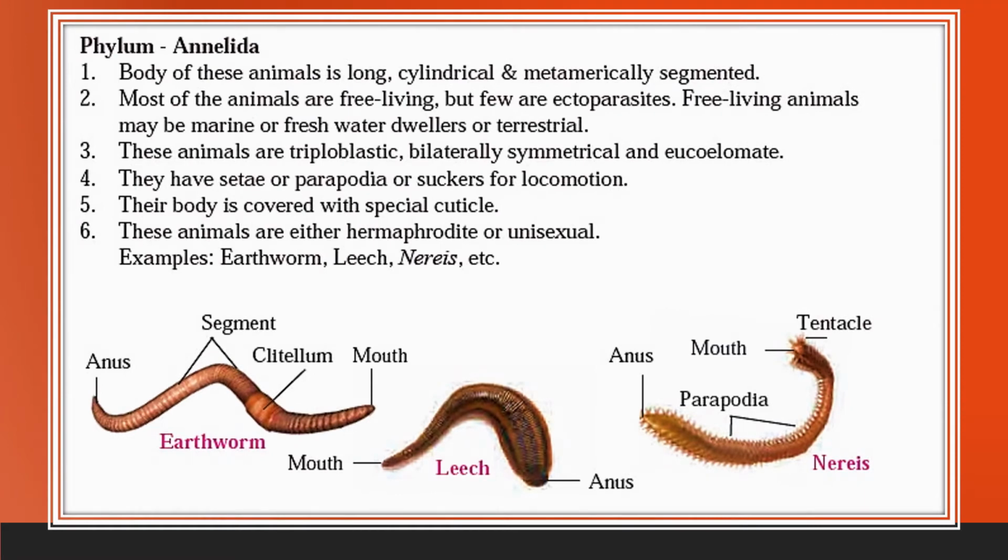Now the fifth phylum in kingdom Animalia is phylum Annelida, and the body of these animals is long, cylindrical and metamerically segmented. Most of the animals are free living, but few are ectoparasites. Free living animals may be marine or freshwater dwellers or terrestrial. These animals are triploblastic, bilaterally symmetrical and coelomate. They have setae or parapodia or suckers for locomotion, and their body is covered with a special cuticle. These animals are either hermaphrodite or unisexual, for example, earthworm, leech, nereis, etc.